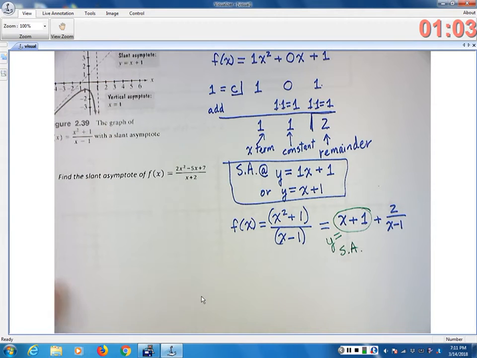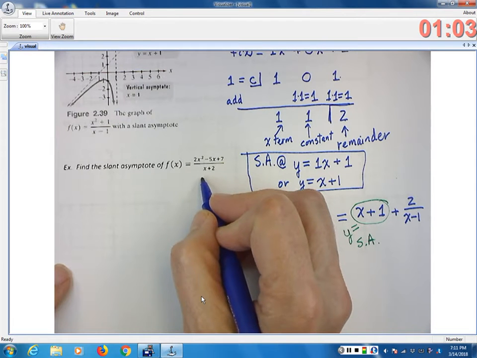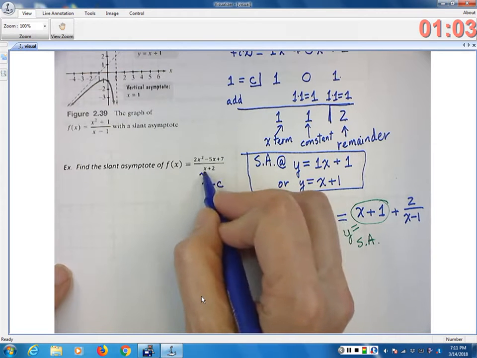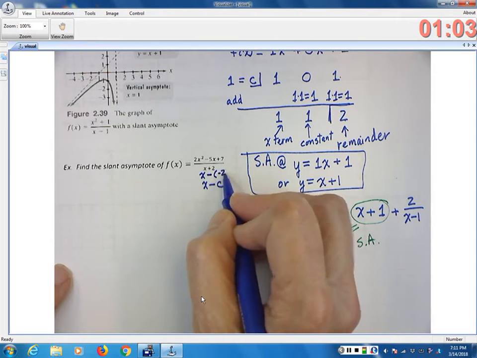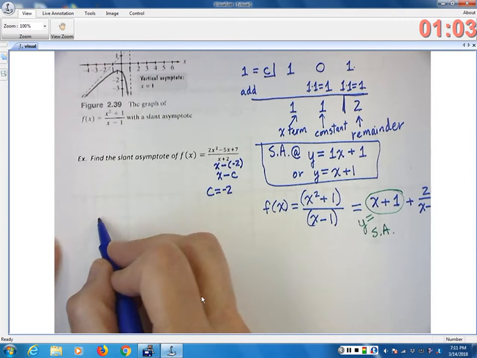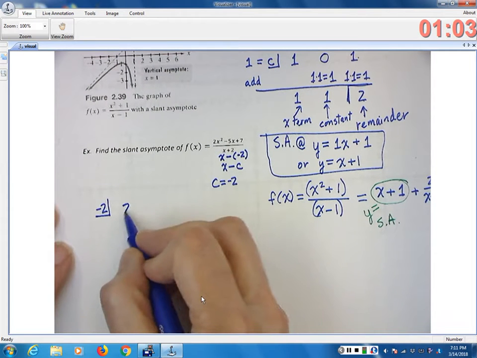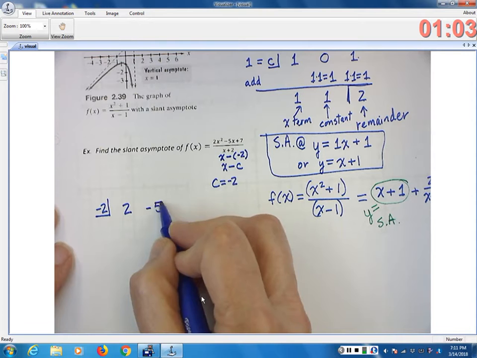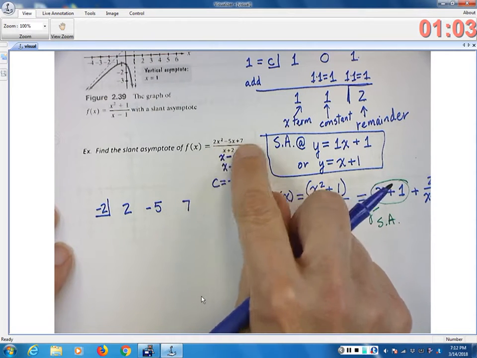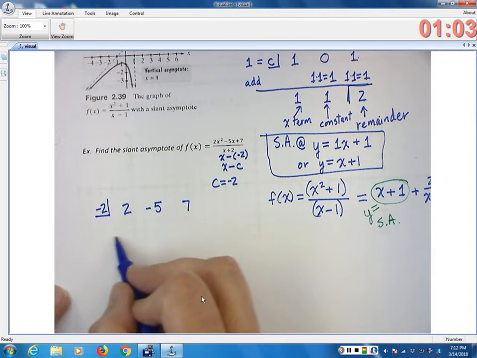So the thing is, with synthetic division, we're dividing by x minus c. So this has a plus sign, so we have to rewrite that as x minus a negative 2. So our c is negative 2. So we have to put negative 2 in the box. And then we put 2, negative 5, and 7. This is already in descending order. It has to be in descending order, and we can't miss any terms. And there's none missing. Then we draw a line.